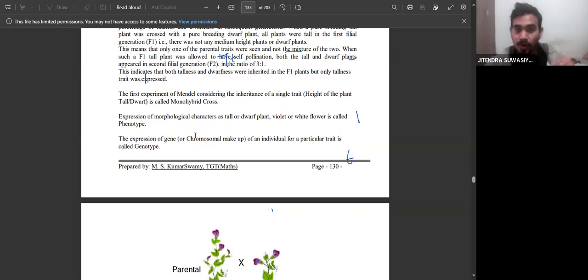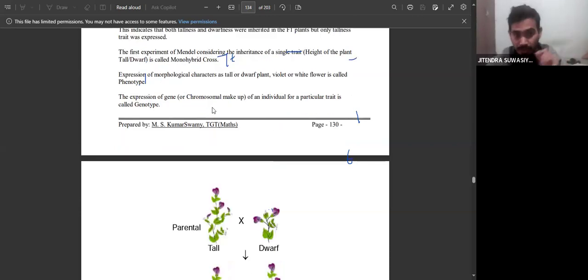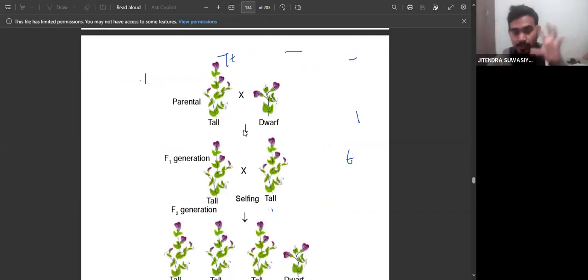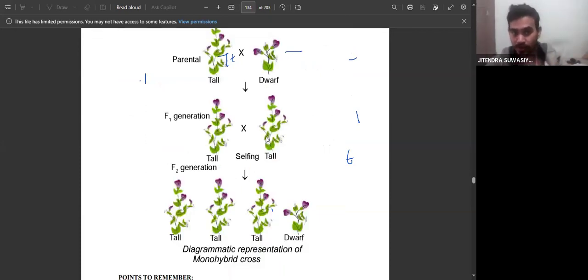The expression of morphological characters such as tall or dwarf plants, violet or white flower, is called phenotypic expression. The expression of genes of an individual for a particular trait is called genotype. So this is how the experimental setup was designed by Gregor John Mendel. First he took the parental plants, the tall plant and the dwarf plant. After that he crossed the tall and dwarf. He got the F1 generation, and that F1 generation then went for selfing.